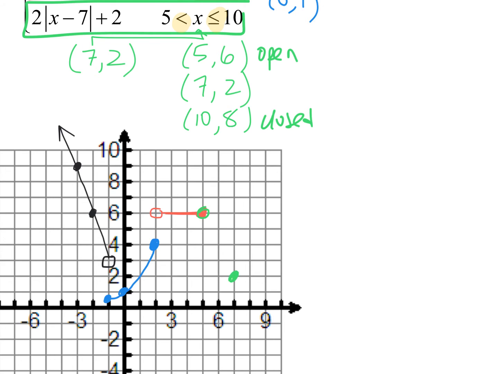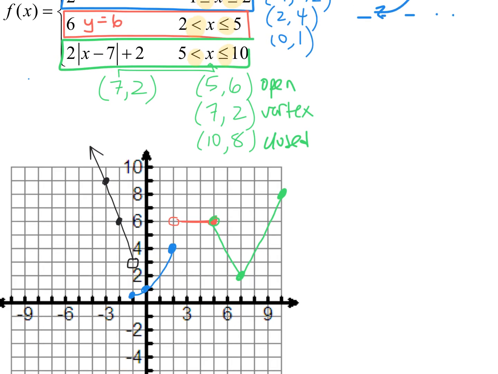And then 10, 8 is right here. And I know that this was my vertex because of the 7 and the 2 in the original equation. So now I have an idea of what the shape looks like. It's a V. It goes like that.